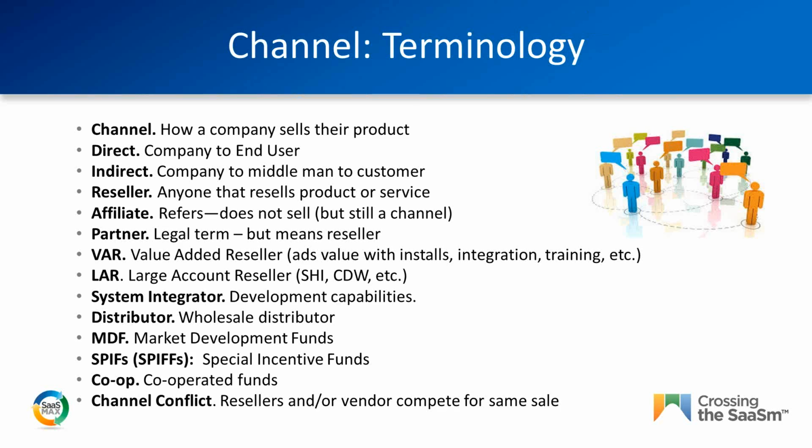LARs are large account resellers. They're typically very enormous billion-dollar companies like SHI or CDW who are almost like distributors. They may have resellers, but they also deal direct with customers. System integrators are the types of companies that have development capabilities and will integrate your product with other types or potentially build more things on top of your product. Distributors are the companies like SaaSMAX who are in the middle but have access to many resellers, or in some cases a distributor does sell direct as well.